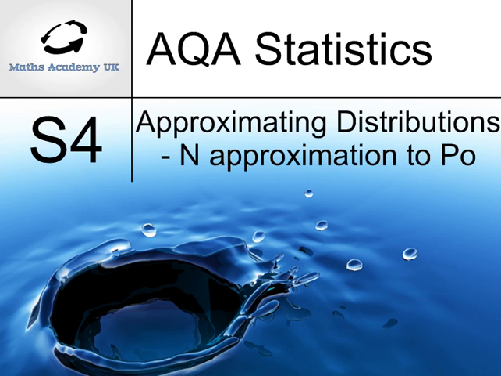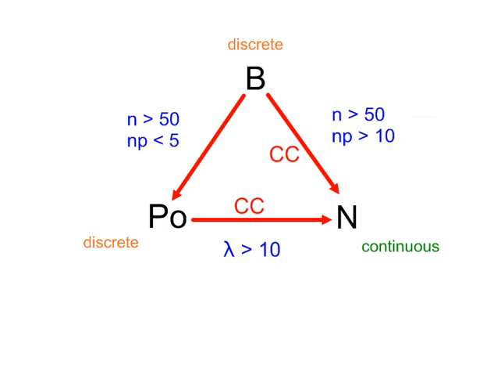Approximating distributions, the normal approximation to the Poisson distribution. Starting with a Poisson distribution, if you come across a problem where there are too many probabilities to calculate and probability tables for the Poisson are not available, then using a normal approximation is a possibility if lambda is greater than 10, with a continuity correction applied.